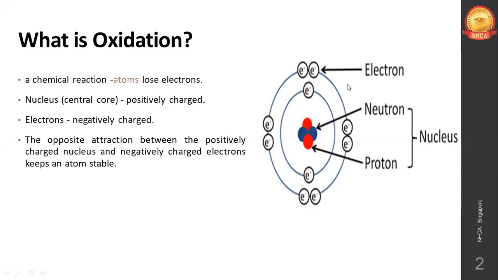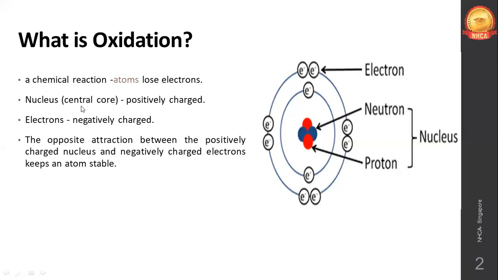Whatever reaction happens in your body, your atoms are losing electrons. It's becoming unstable. It is in a hunt for new electrons to gain that stability back. So this is the process of oxidation, when the atoms lose electrons after any chemical reaction. When the atoms lose electrons and become unstable, that's what we call oxidation. So in a chemical reaction, atoms will lose electrons.